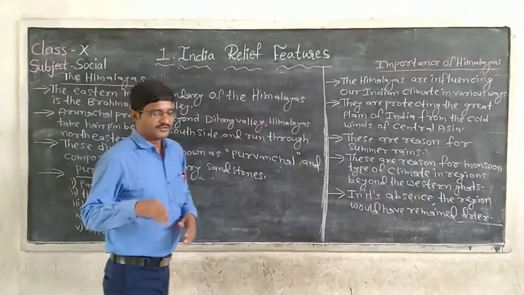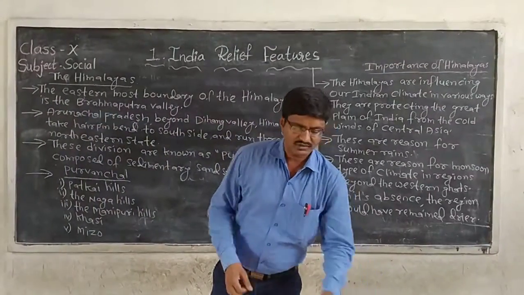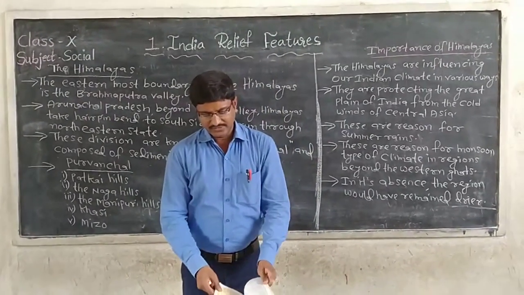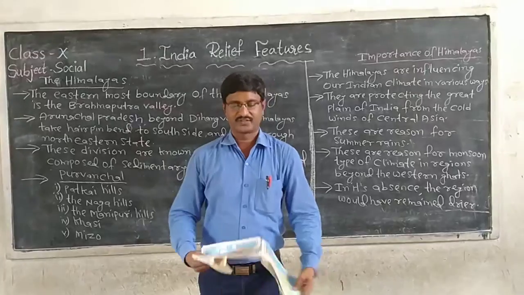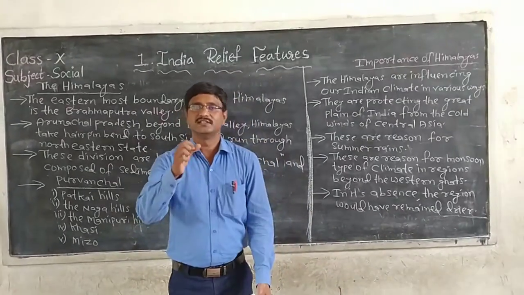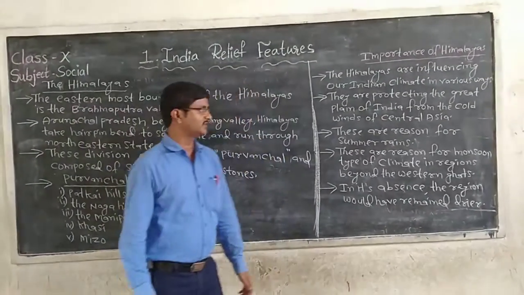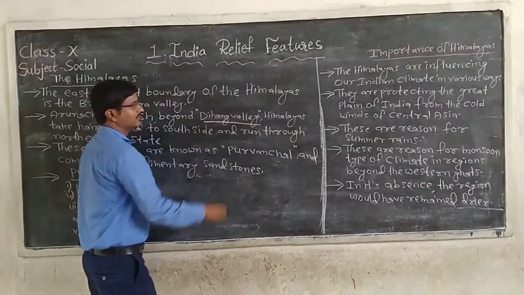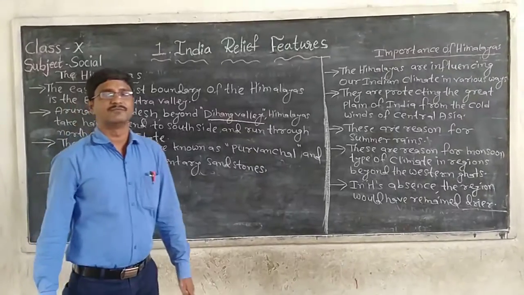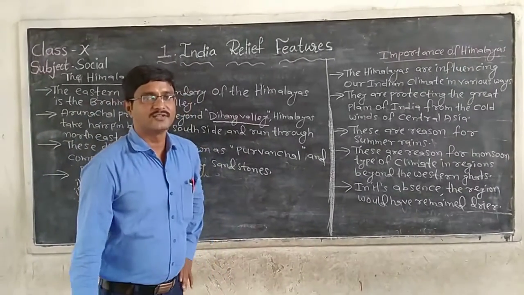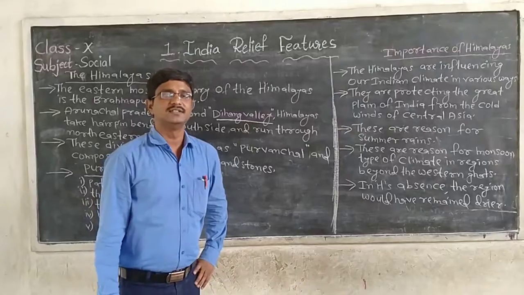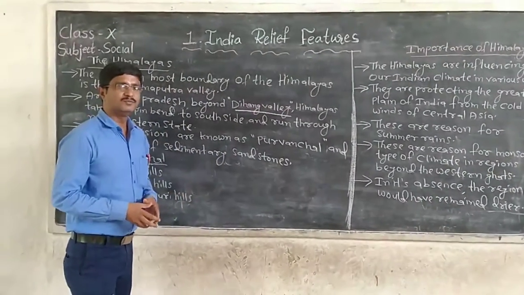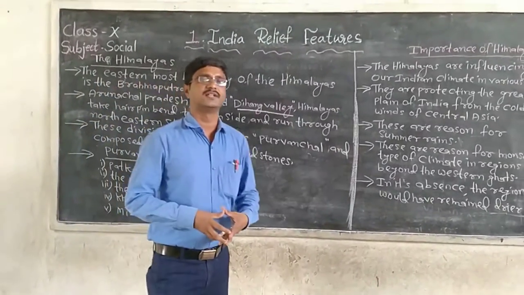Here there is one interesting point about the Himalaya mountains. In the state of Arunachal Pradesh, there is a valley. What is the name of the valley? Dihang Valley. Where is this Dihang Valley? In which state is it? It is in the state of Arunachal Pradesh. So, what is the importance of this Dihang Valley?